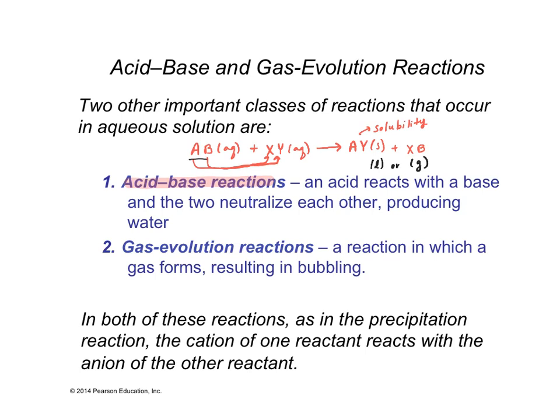So precipitation, exact same thing. We had an AB combining with an XY. They exchanged their two partners and formed a solid. With acid-base reactions, with gas evolution reactions, exact same format, except we're going to be forming a liquid as a product or a gas as a product.